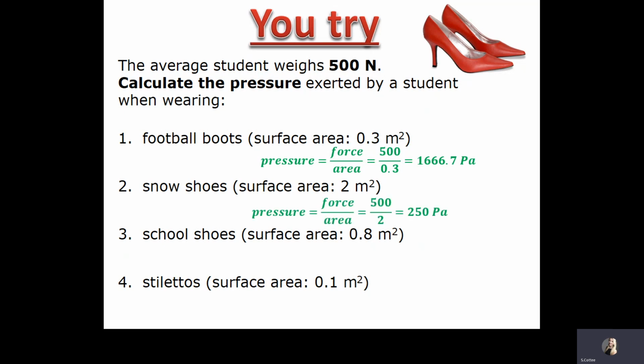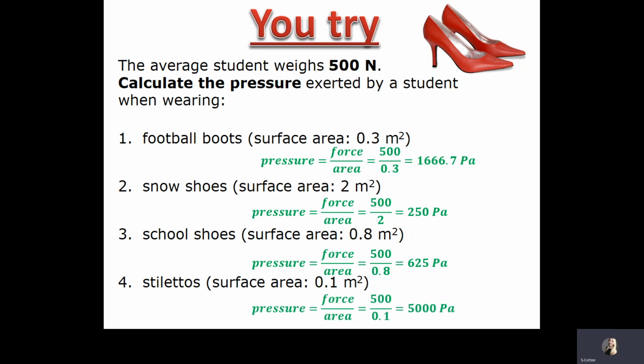Snowshoes, the force is still 500 newtons. Area is now 2. 500 divided by 2 is 250 pascals. Shoes, 500 newtons divided by 0.8 meters squared is 625 pascals. And finally, stilettos, 500 newtons divided by 0.1 meters squared is 5,000 pascals. Well done if you've got those all correct.